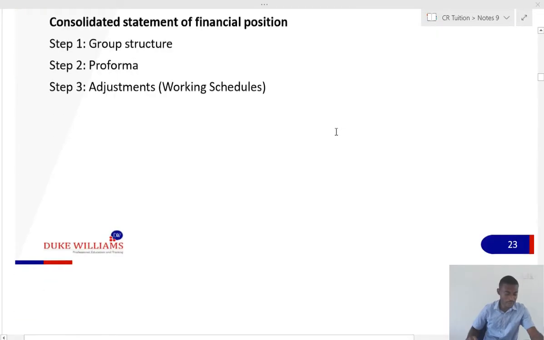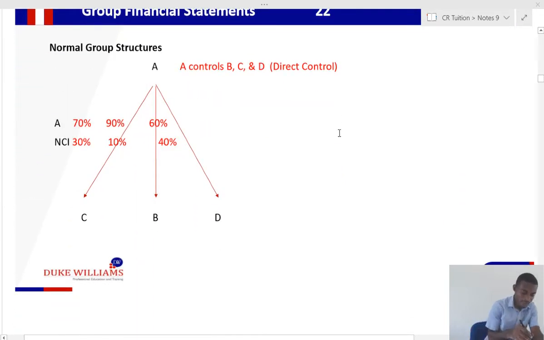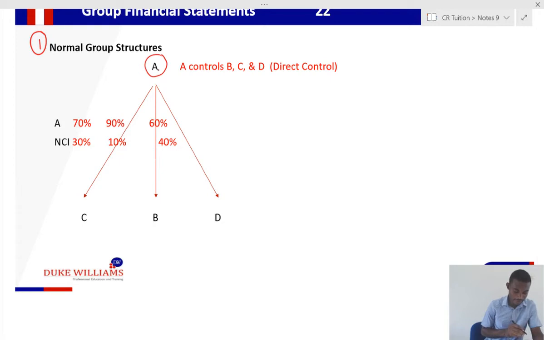We start with the group structure. So let's look at the types of group structure. The first one is the normal group structure. So we have entity A having investment in entity C, B, and D. So the first point is entity A has 70% in C. So 70% in C.